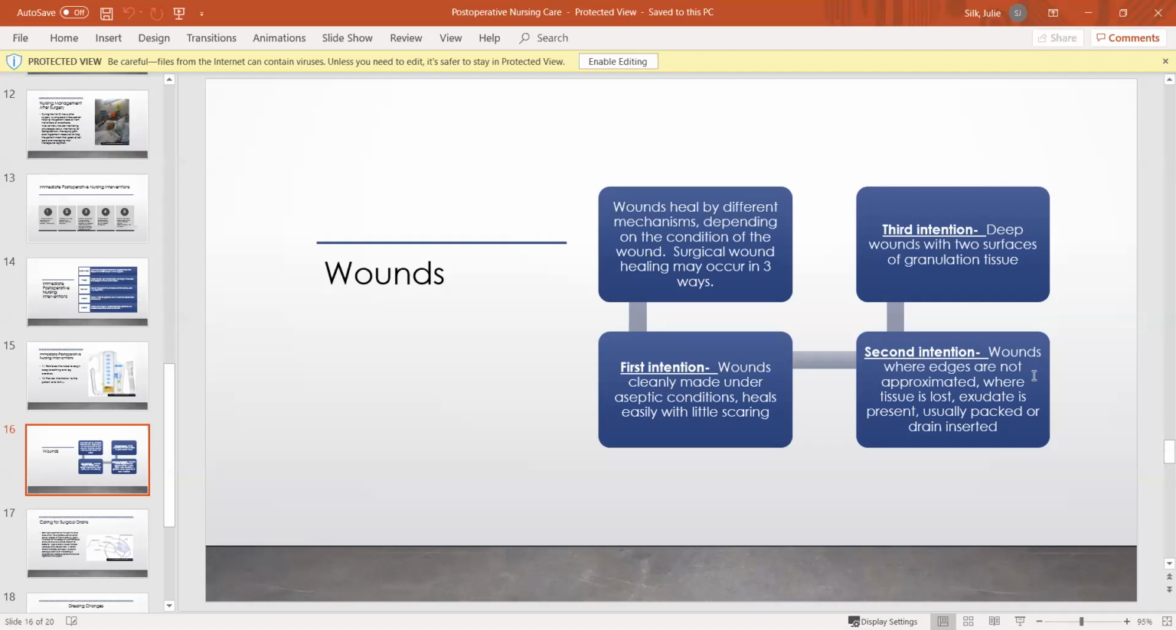So again, third intention healing is a deep type of wound. Usually it's infected, it's open, and it stays open because it was infected and you're trying to get some of that infection to drain out. Then possibly in a few days they would come back and actually close it up.